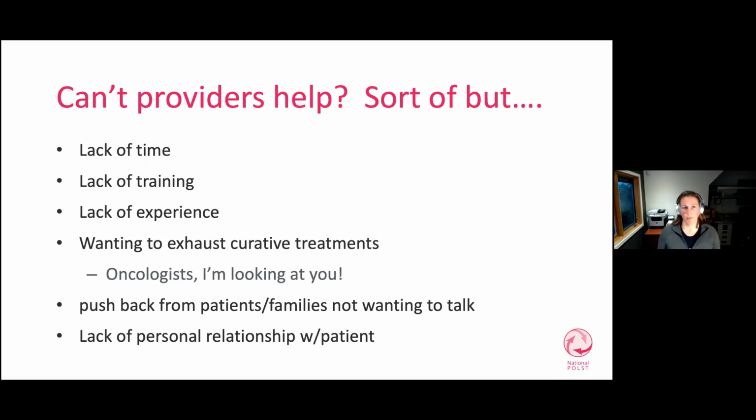Providers can sort of help, but what we consistently hear from them is that there's a lack of time at an actual appointment. They're given like 15 minutes and they need to talk about all the medical stuff. And if you're talking about an older population that has more medical problems, you don't really have time to talk about advanced care planning and POLST on top of everything else. Lack of training. We're slowly starting to get into medical schools, but that's taking quite a while, and it's not a required course in a lot of places to have an advanced care planning conversation.